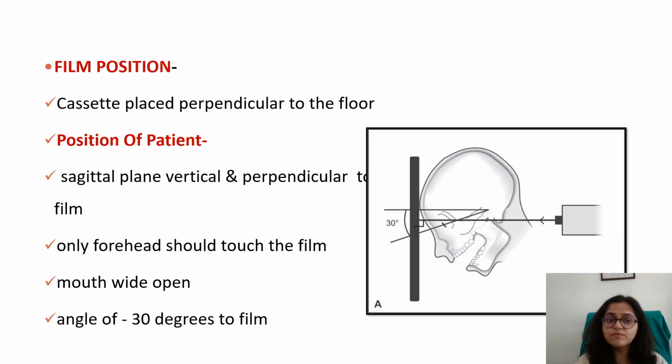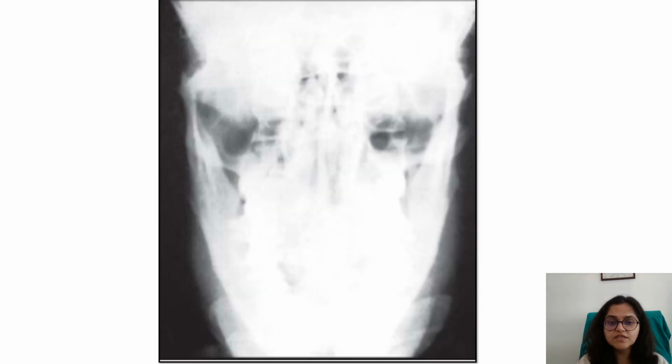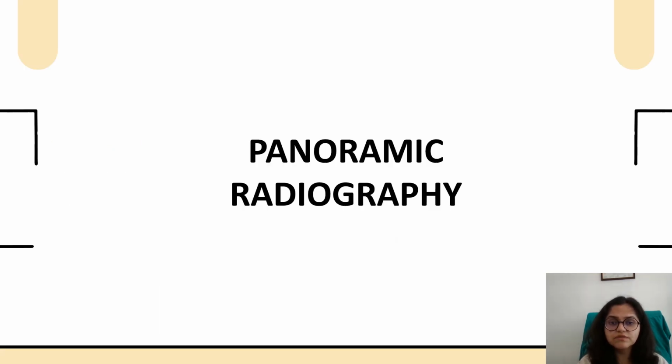If we talk about the film position, the cassette is placed perpendicular to the floor. Position of the patient: the sagittal plane is vertical and perpendicular to the film. Only the forehead should touch the film. The mouth should be wide open and the angle of the X-ray should be 30° to the film. This is the radiograph which has been obtained after the projection.